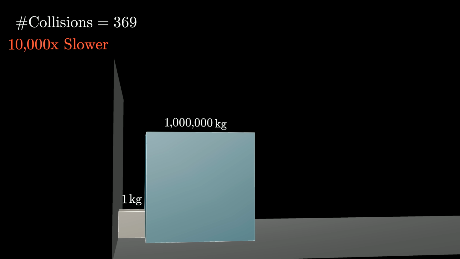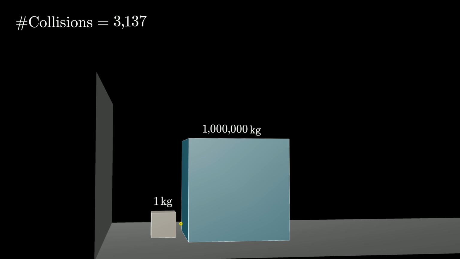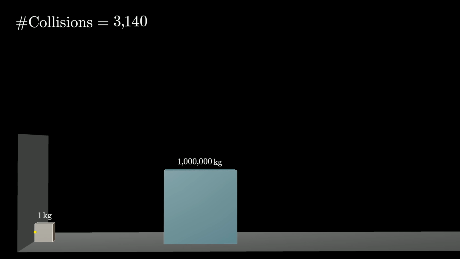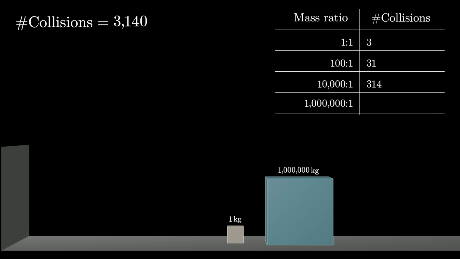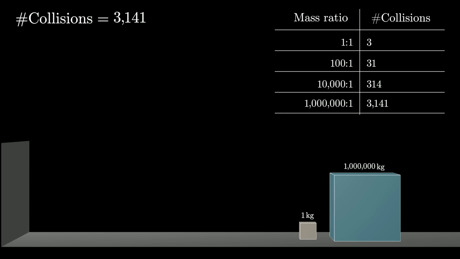I'm throwing in the sounds as an artistic choice, partly because I think it makes it kind of fun. But more substantively, I think it's otherwise really hard to communicate purely visually just how dense that burst of collisions in the middle is. Like here, for example, with a mass ratio of 1,000,000 to 1, that burst contains almost 3,000 collisions, and the final count comes in at 3,141.